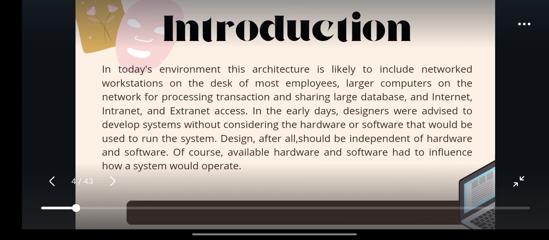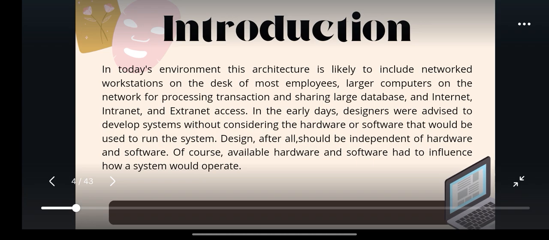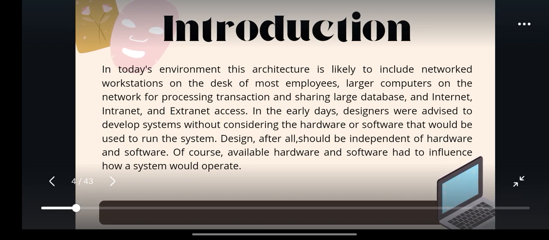So, here's the introduction. In today's environment, this architecture is likely to include network workstations on the desk of most employees, larger computers on the network for processing transactions and sharing large databases, and intranet and extranet access. In the early days, designers were advised to develop systems without considering the hardware or software that would be used to run the system. Design, after all, should be independent of hardware and software. Of course, available hardware and software had to influence how a system would operate.